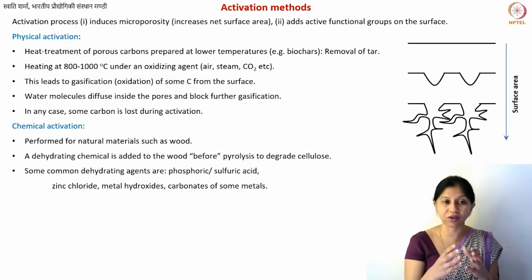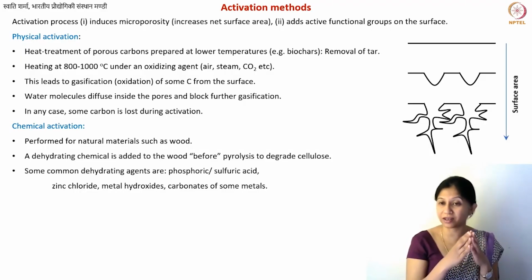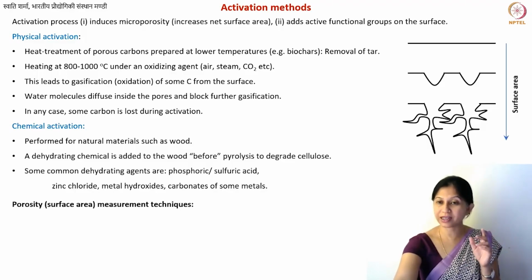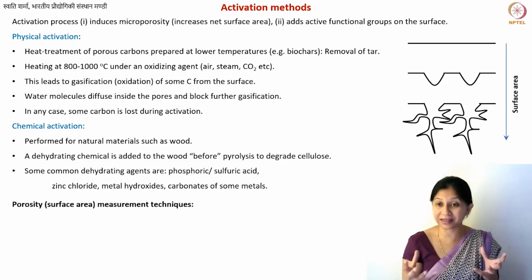So there are strong acids, and then you have metal hydroxides, chlorides, carbonates, and so on. These are dehydrating agents, and basically they partially degrade the cellulose even before it is taken for carbonization. And now you perform the pyrolysis, and that is when you get an enhanced surface area. So these are the two main ones, but there are many other methods also. There are various advanced activation methods where you may also utilize a combination of both.